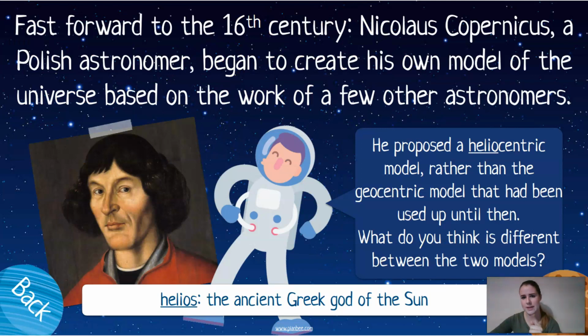Now we're going to skip all the way to the 16th century. We've got Nicholas Copernicus. Okay, now he was a Polish astronomer and he started creating his own model because he believed it to be different. And he actually proposed what we call a heliocentric model. Now Helios is the Greek god of the sun. So we have a heliocentric model. We have a sun-centered model. So what do you think that means? What makes it different from the geocentric and the heliocentric? What changes with the middle of our solar system?